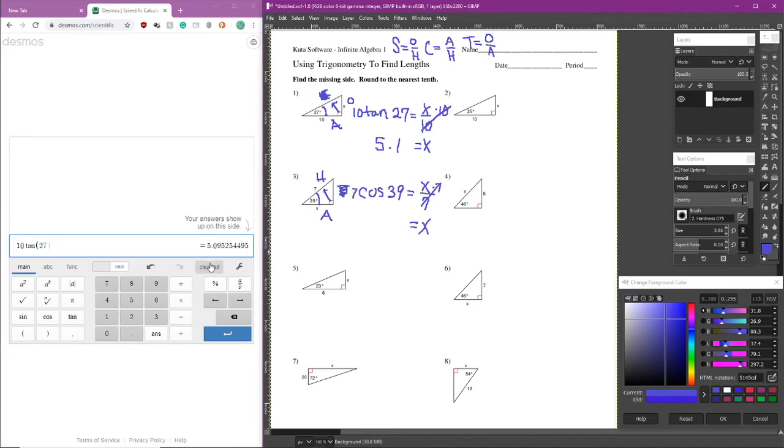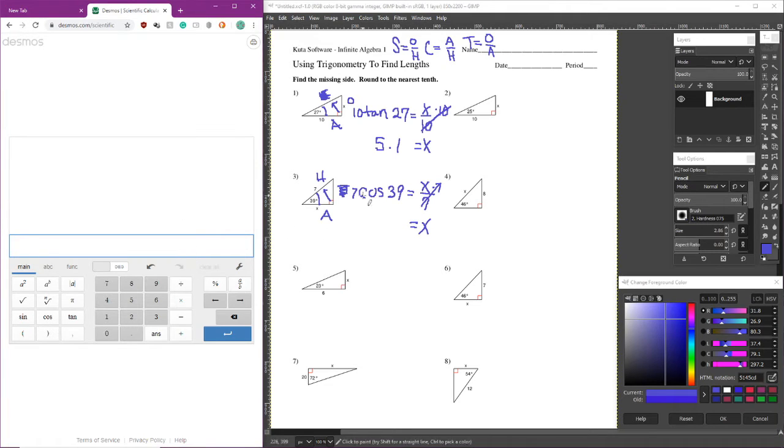And you can go into your calculator and put in 7 cosine of 39. 7 times the cosine of 39 is 5.4, and the 4 afterward in the hundredths place is not enough to round up, so it really is just 5.4.